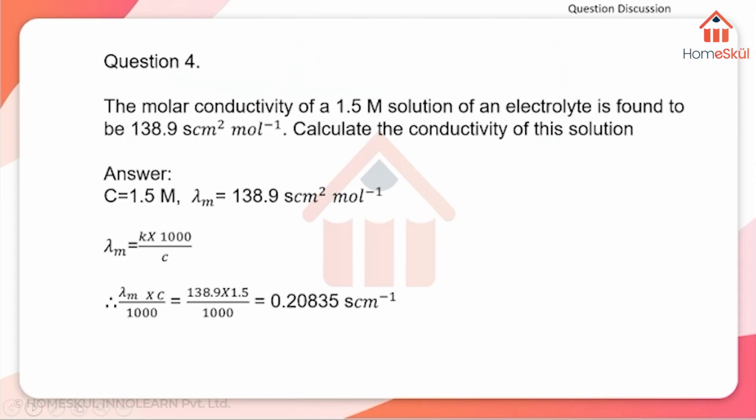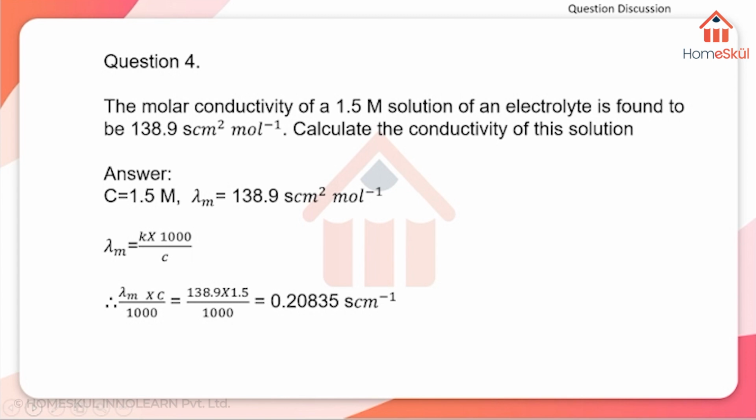It's also numerical. The molar conductivity of a 1.5 molar solution of an electrolyte is found to be 138.97 centimeter square per mole. Calculate the conductivity of the solution. Here the concentration is given, it is 1.5 molar, and the molar conductivity is also given, it is 138.9, and you are asked to find the conductivity.